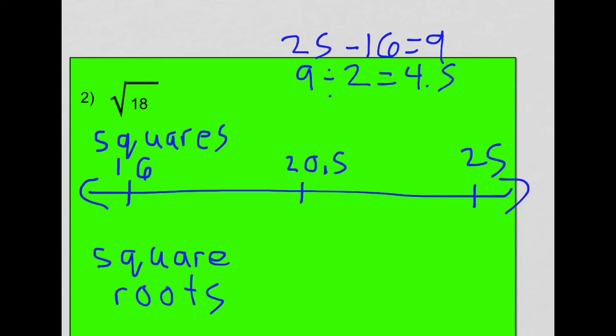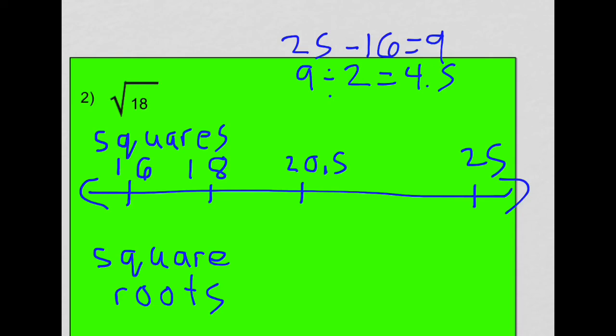Now I want to estimate the square root of 18. So I now have a pretty good idea where 18 will fall on this number line. 18 will fall right there. Now remember, all the numbers we're putting on top here are squares. What I want to estimate is the square root.